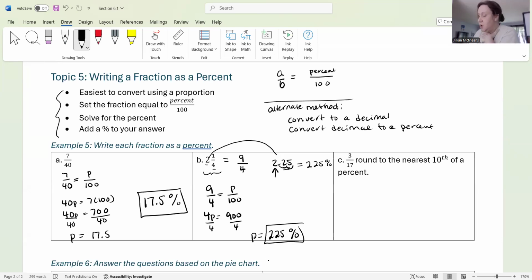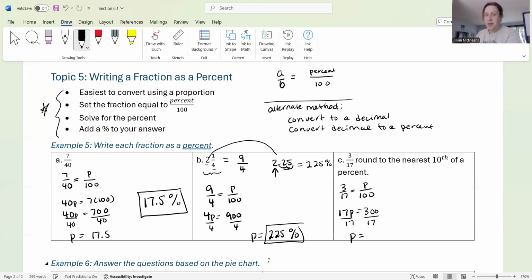Now, finally, we have 3/17, and it says round to the nearest tenth of a percent. So depending on which method you choose, this is going to look a little bit different. So let's just do the first method, the one that we have outlined over here. So we have 3/17 equals P over 100. So I get 17P equals 3 times 100, which is just 300. We divide both sides by 17.